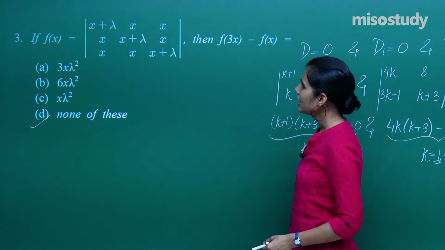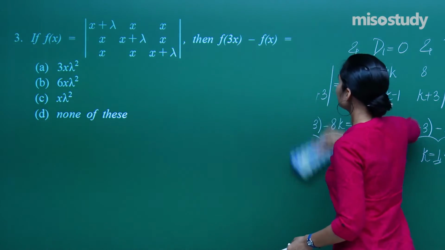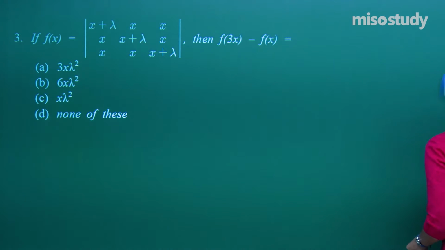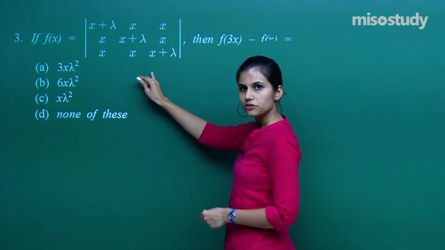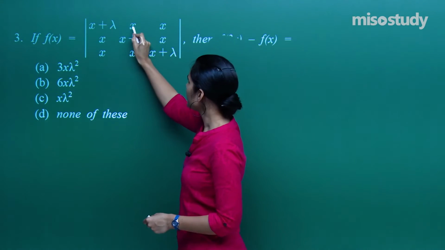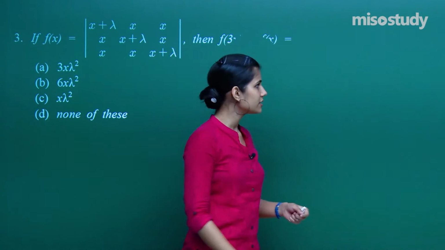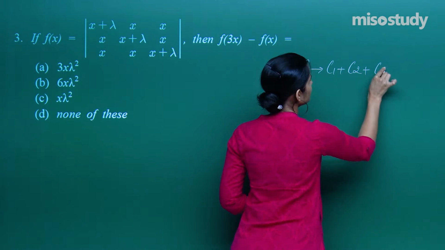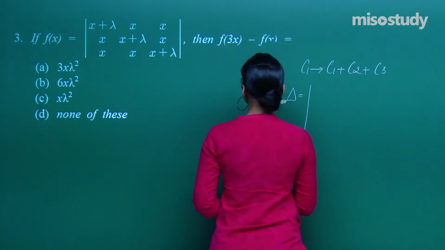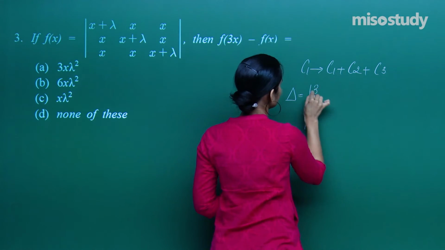Moving on to the next, we have f(x) given to us in the form of a determinant. What is f(3x) minus f(x) then? Okay, so here if I talk about this determinant, you can again see I have x plus lambda, x, x, then x, x plus lambda, x, again x, x, x plus lambda, so the row sums are the same. So I am again going to go for the same operation: column 1 goes to column 1 plus column 2 plus column 3. So my first entry is x plus lambda plus x plus x, which is 3x plus lambda.